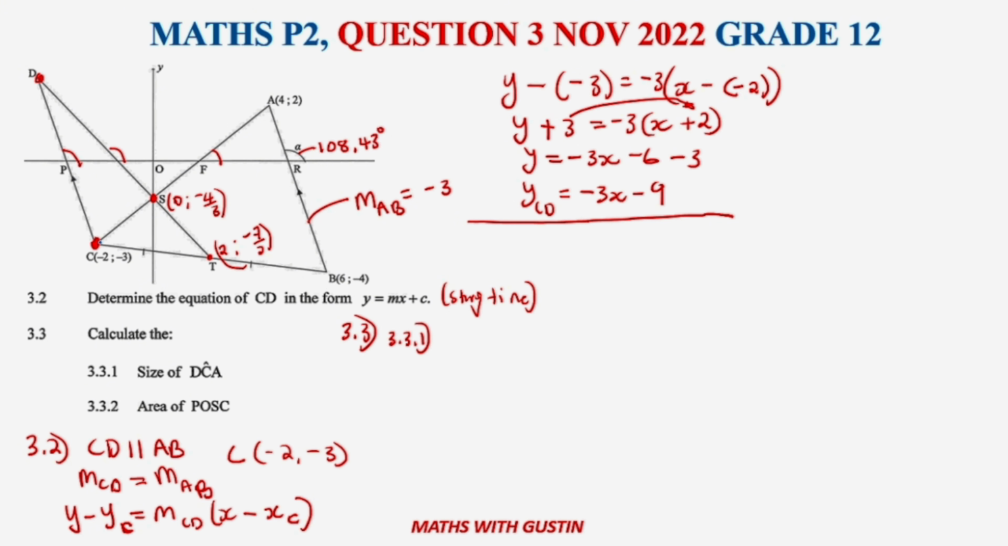All right, they said look for DCA. So what are they looking for? They are looking for us to calculate angle C. Okay, they are looking for angle C. They are looking for this one here, which is angle C. Okay, so therefore this is what we are looking for.